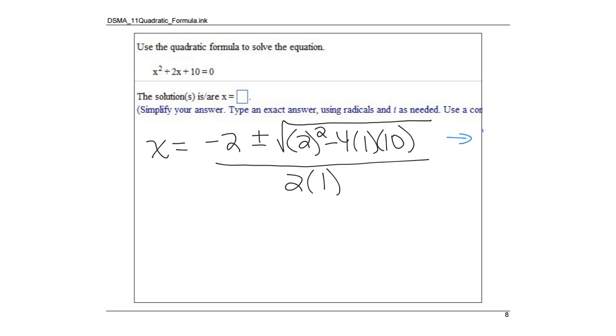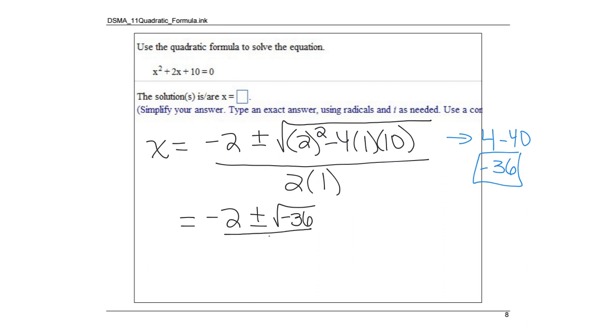We have 4 minus 40, so that gives me a -36. Let me check that. So 2 times 2 gives me 4, minus 4 times 10 would give me -40, and 4 minus 40 would give me -36. All right, so that gives me -2 plus or minus the square root of -36, all divided by 2. So we know that the square root of 36 is 6, and the square root of -1 is i.